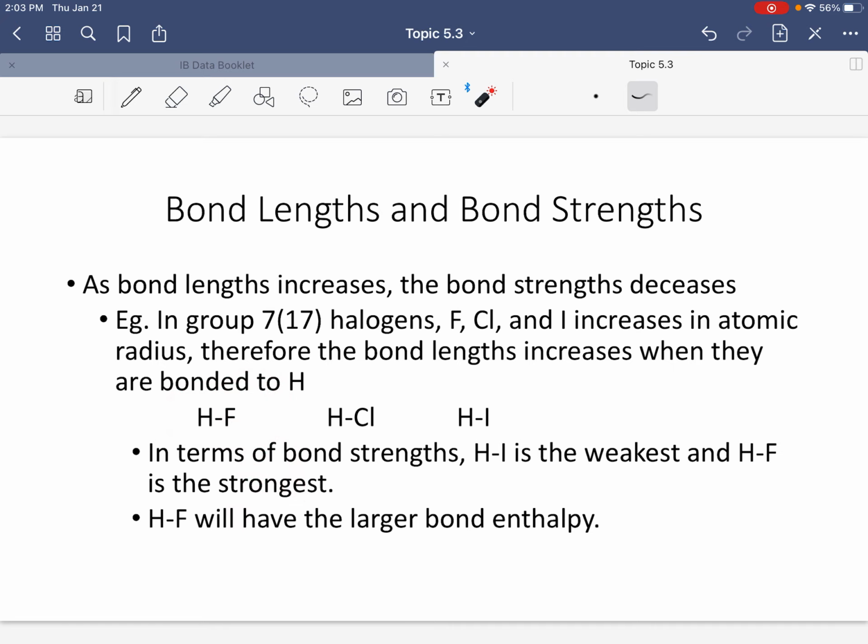Good thing comes in small package, huh? So HF will have a larger bond enthalpy, meaning that the energy you will need to break it is going to be a lot more than the energy to break HI. You know what I mean. Nice to know these atomic radii back in the days, isn't it? It can be used to explain a lot of things.